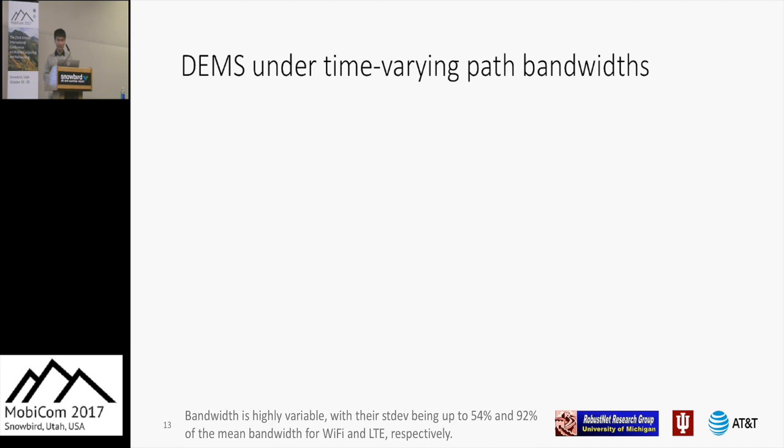So the first scenario we talk about is the file download. So we evaluate the file download with DEMS under time-varying path bandwidth. As I just mentioned, because wireless networks have changing bandwidth, this is a more common scenario. So we record and replay a 5-minute bandwidth profile. And these bandwidth profiles are highly variable. The standard deviation is up to 50% and 90% of mean bandwidth of Wi-Fi and LTE networks.